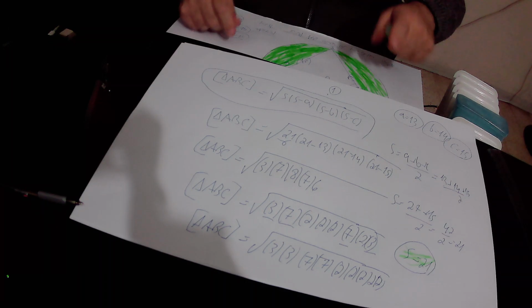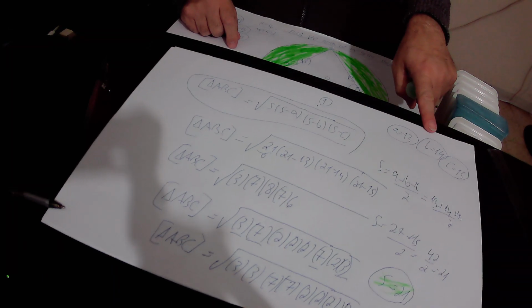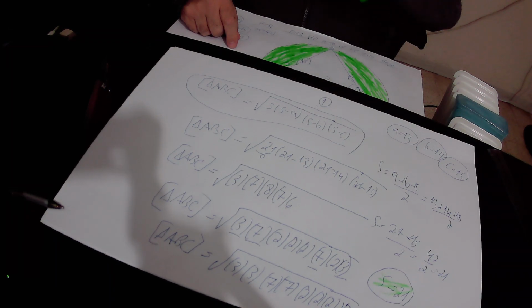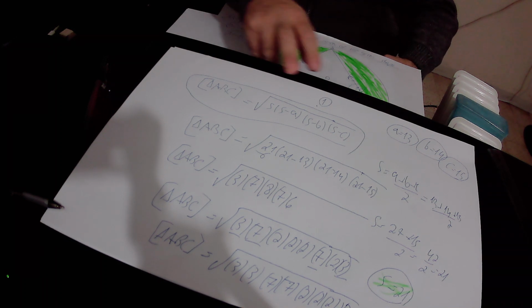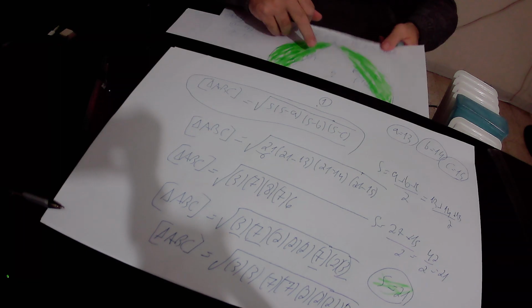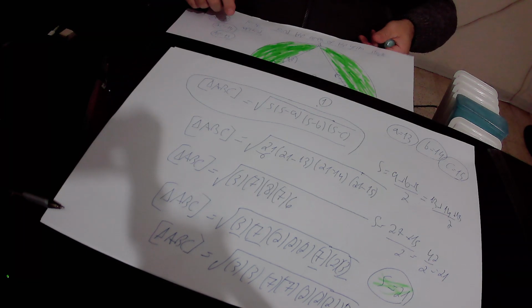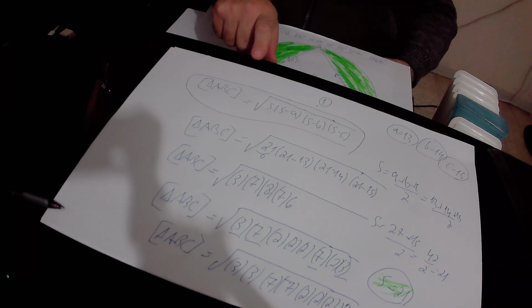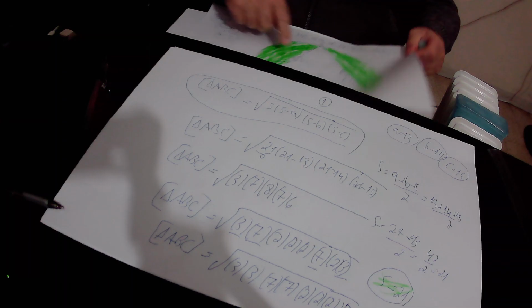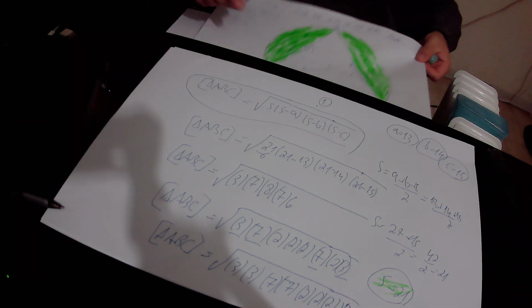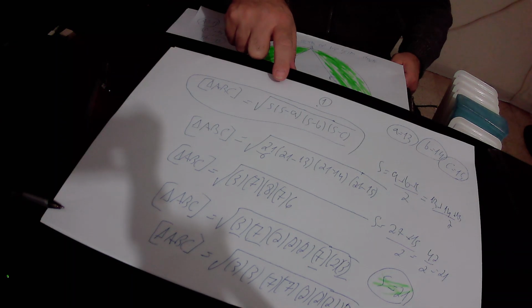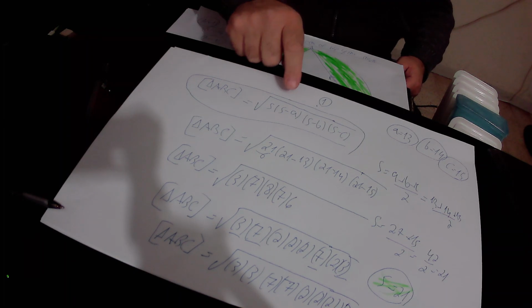And we know that A equals 13, B equals 14, and C equals 15. The only thing left to do is to put the data inside this formula in order to find out the area of this triangle ABC. So according to rule number 4, this new formula, the area of triangle ABC equals the square root of S is 21.